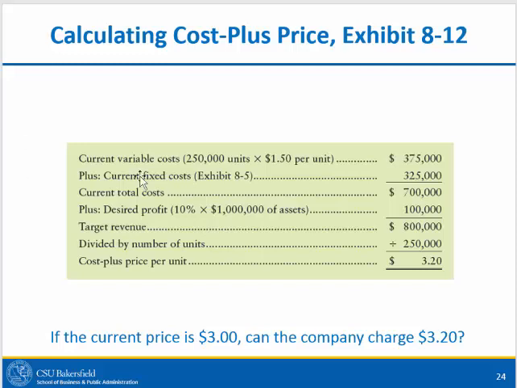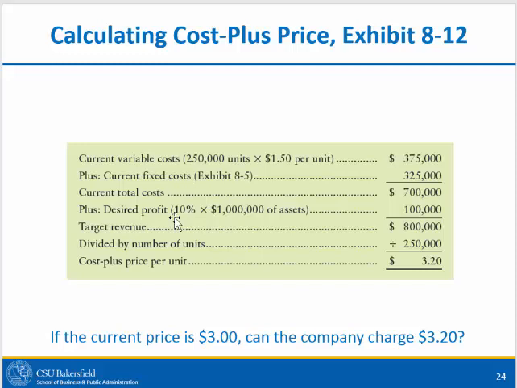For example, in this case, let's assume that your current variable cost for 250,000 units is about $1.50 per unit. So first you can compute all the variable cost. Then you also have some fixed cost, which is 325,000. Then the current total cost is going to be 700,000. Then let's assume that once again your desired profit is 10% of your assets. So you multiply 10% by 1 million, and you get 100,000. Then the target revenue is 800,000. Then you divide 800,000 by 250,000, which is the number of units, and you can figure out the cost-plus price per unit.